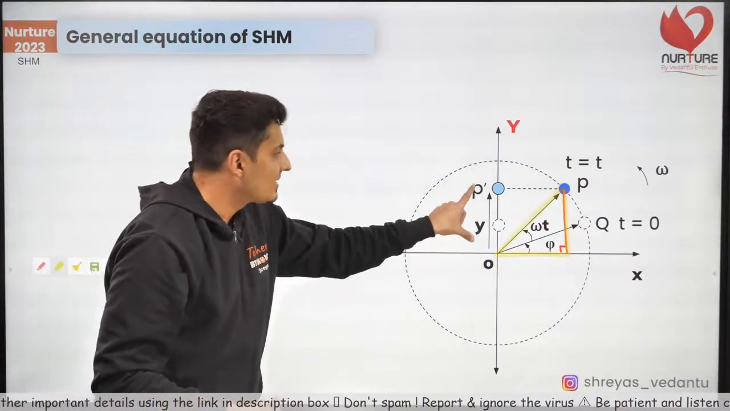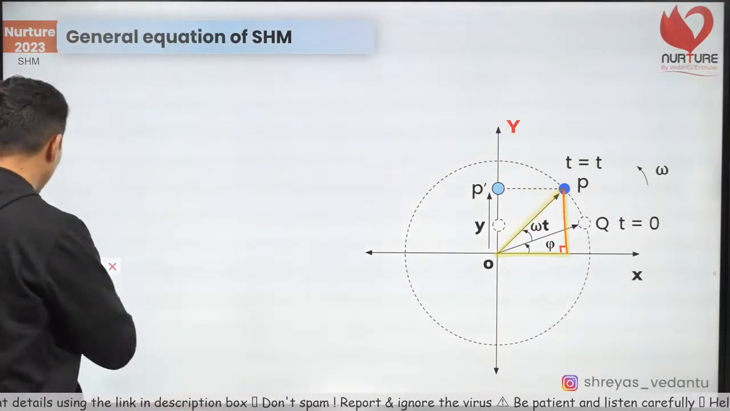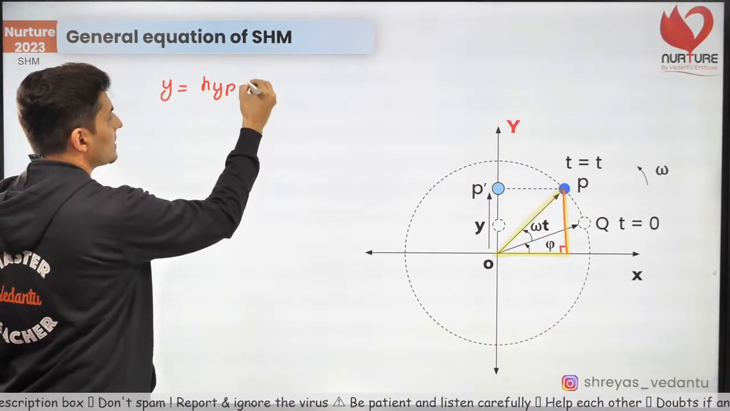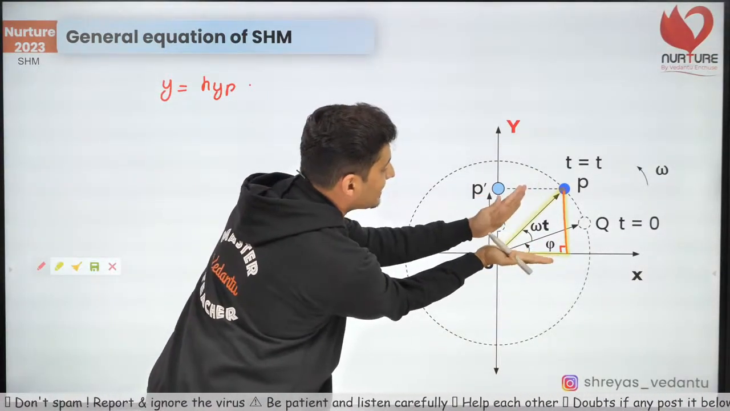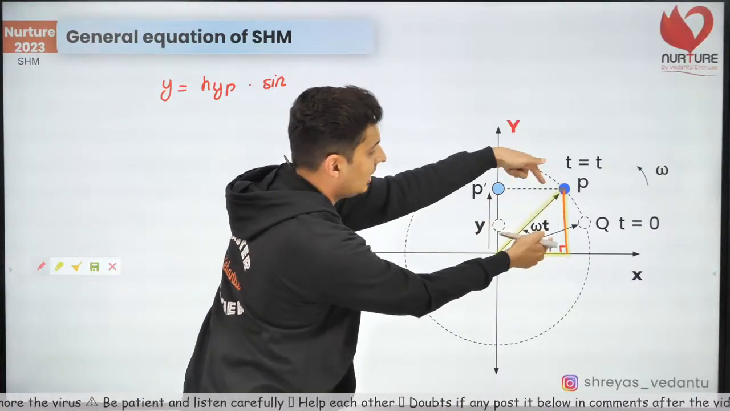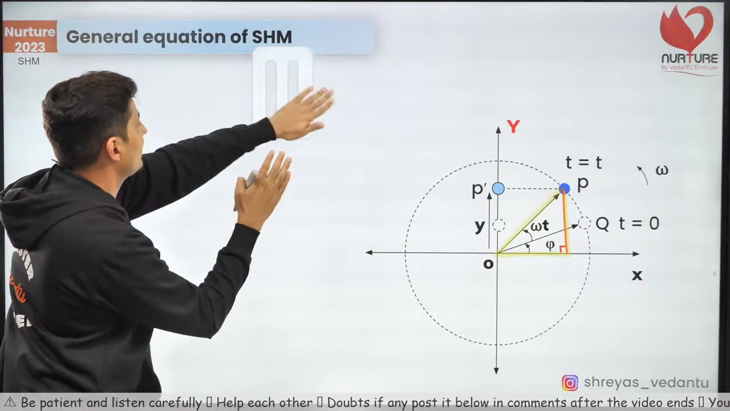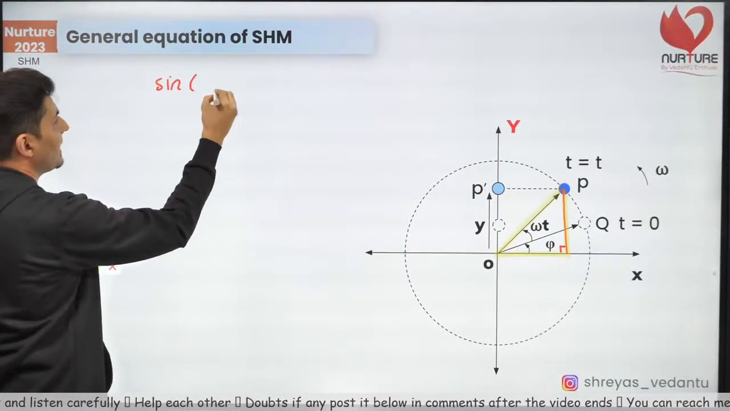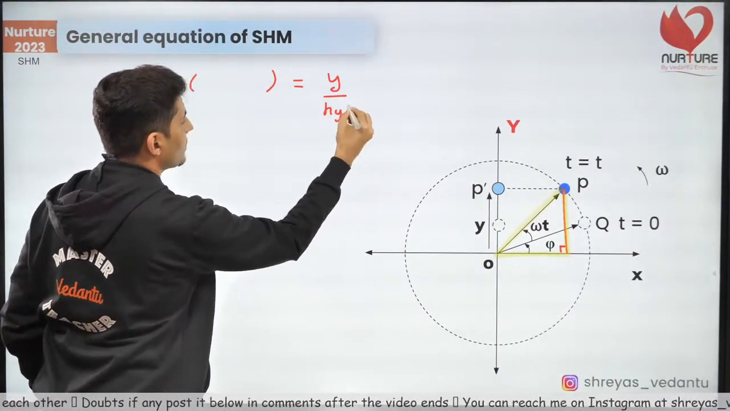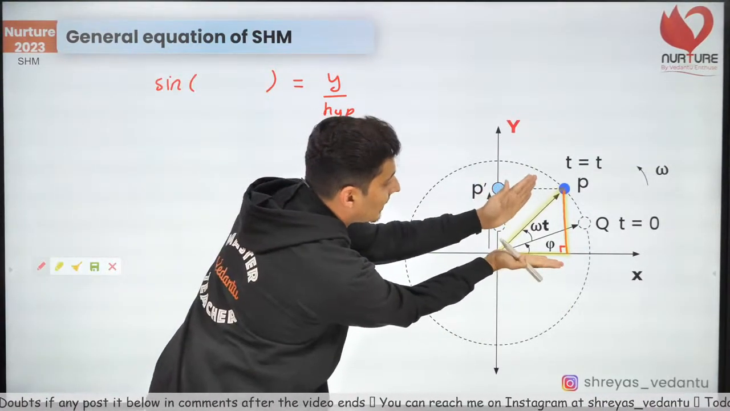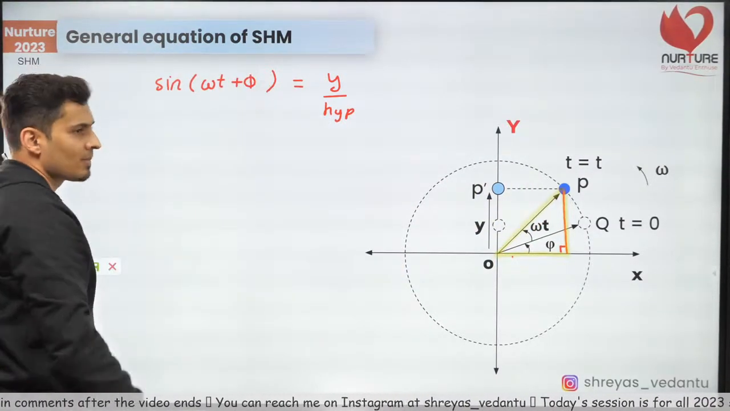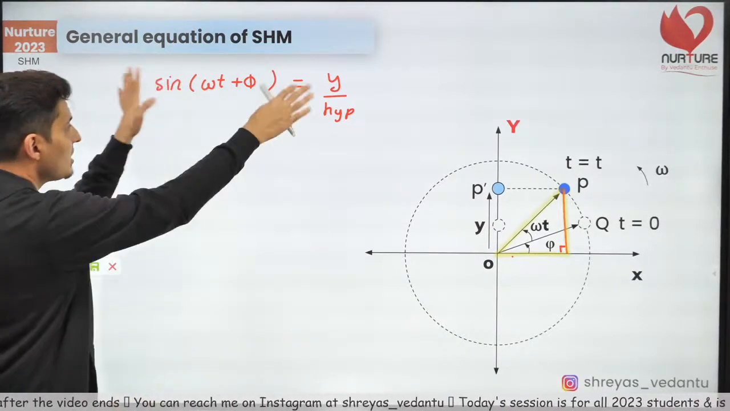You want to know the y coordinate, that height. So y will be basically the hypotenuse into the sine of this angle. If you are not able to visualize it, it's okay, I'll just write it like this. The sine of that entire angle is opposite side divided by hypotenuse. What is that angle? This one, phi plus omega t, or omega t plus phi, whatever you want to call it. Isn't that right? Omega t plus phi. Perfecto.